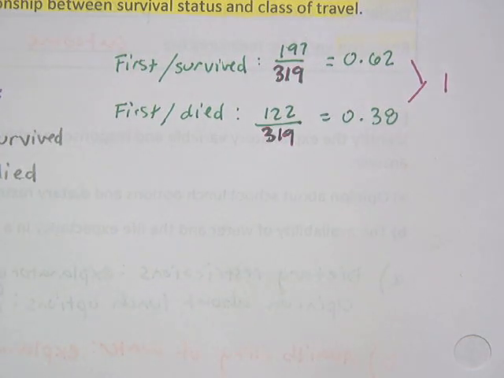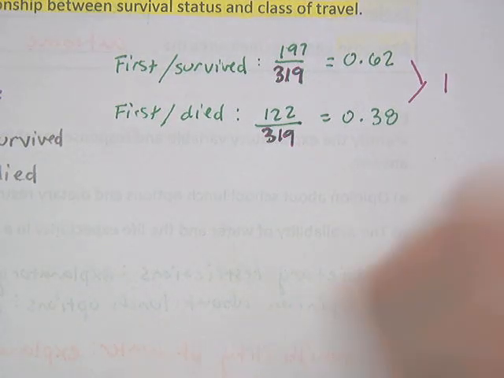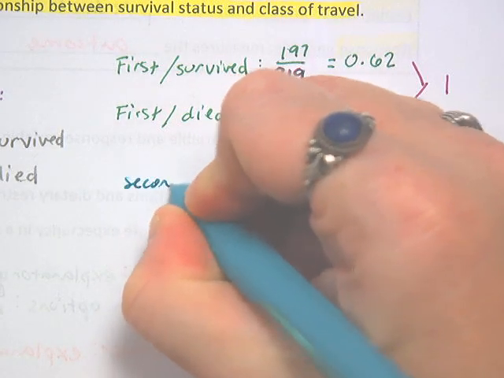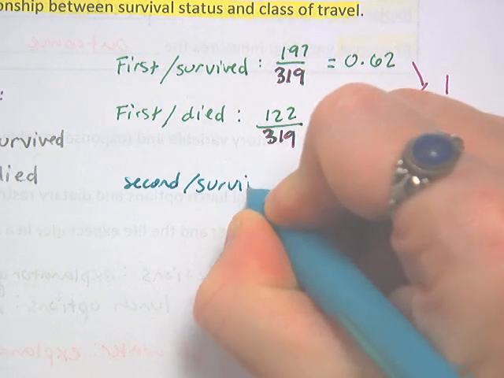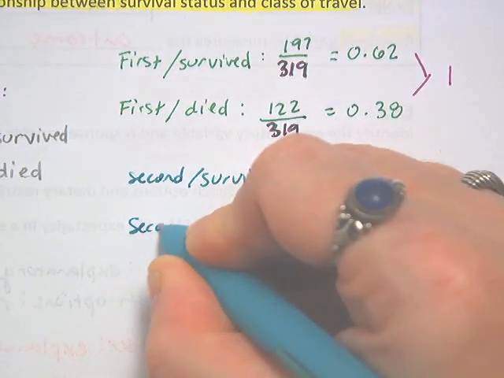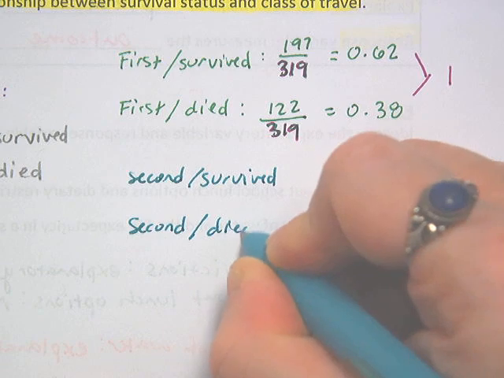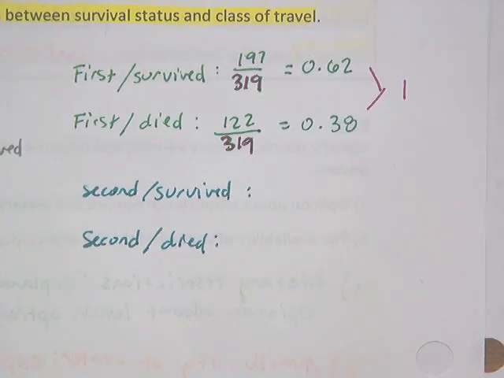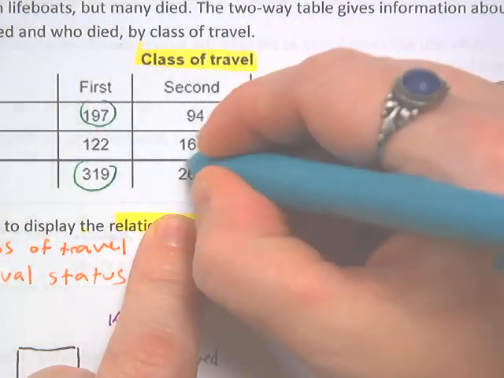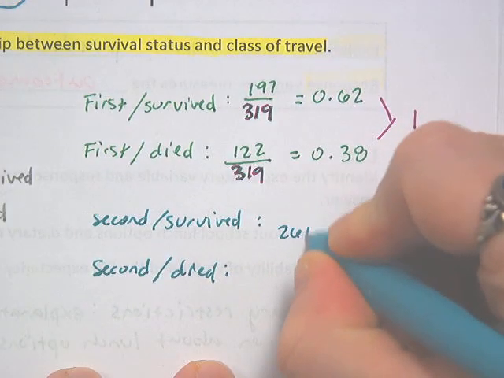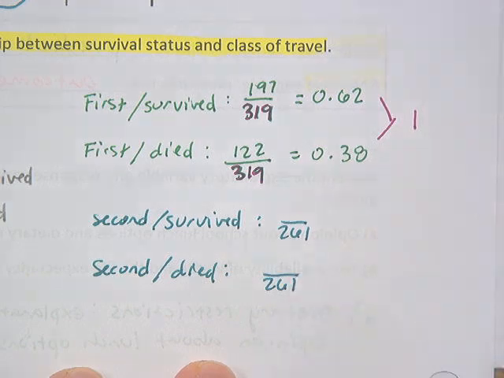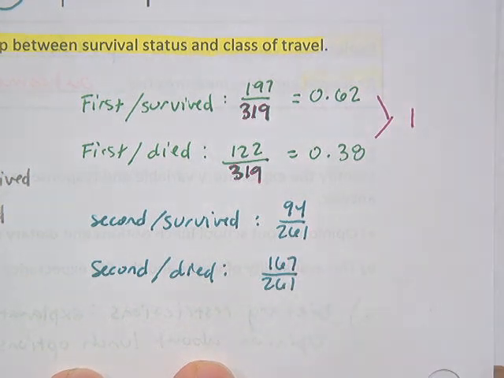All right, let's do the same thing for second class. So let me find a different color here. Second class survived. Go in the same order and it won't get confusing. Second class died. So you've got to be able to read that two-way table. Second class, 261 is going to be my denominator for both of those. 94 people survived and 167 people died.